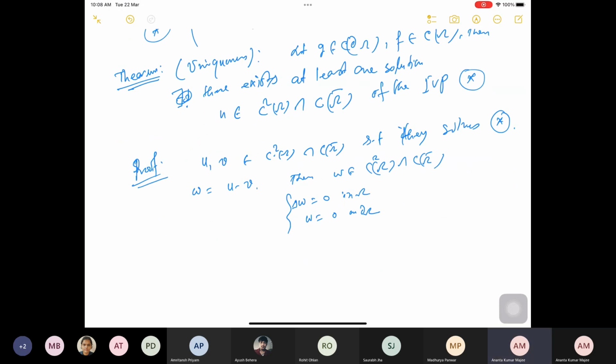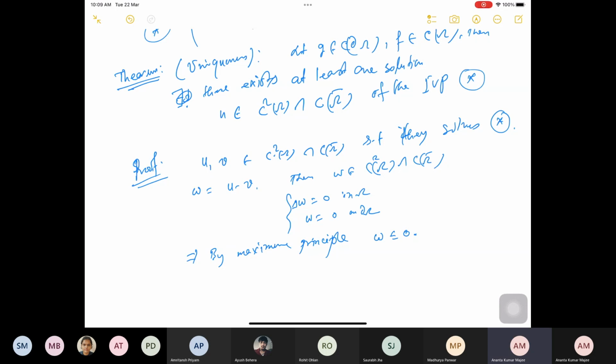So by the maximum principle, or the weak maximum principle, w attains its maximum on the boundary. That means w is less than or equal to the maximum of w over omega closure, which is the same as the maximum of w over del omega, which is 0. So I have w less than or equal to 0. Now I can also use the minimum principle, because already we have seen that for harmonic functions, the maximum principle and then the minimum principle also hold.